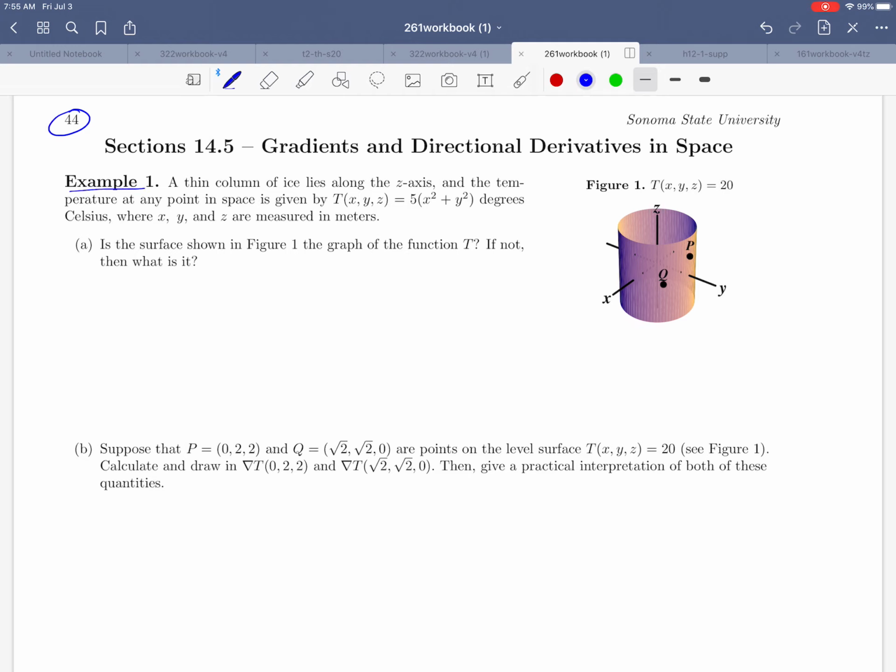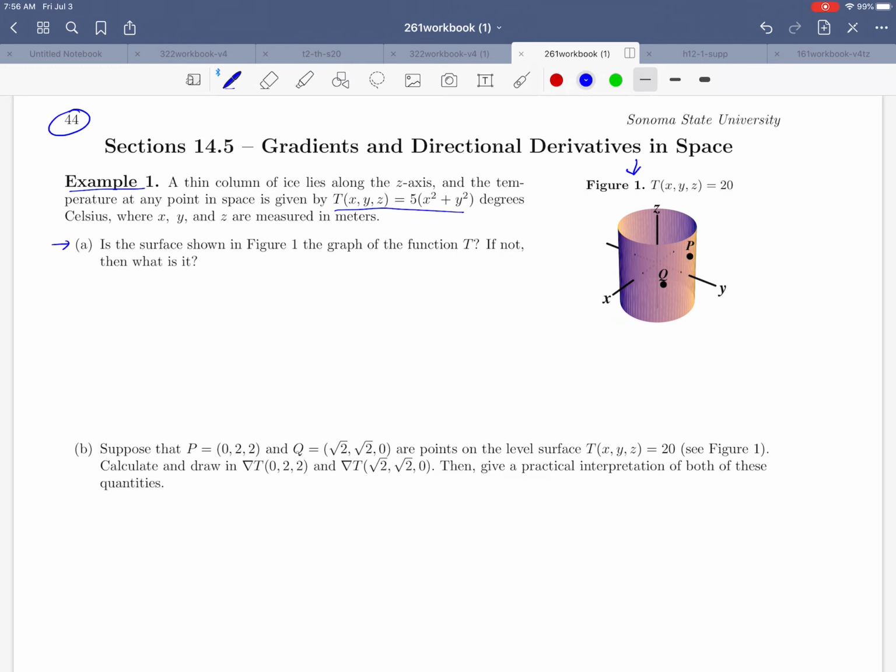So they're telling us that a thin column of ice lies along the z-axis, and the temperature at any point in space is given by this temperature formula. Temperature is in degrees Celsius, and x, y, z are measured in meters. The first part of this question asks us to look at the surface that we're given over here in figure 1, and to answer the question, is that the graph of the function T?